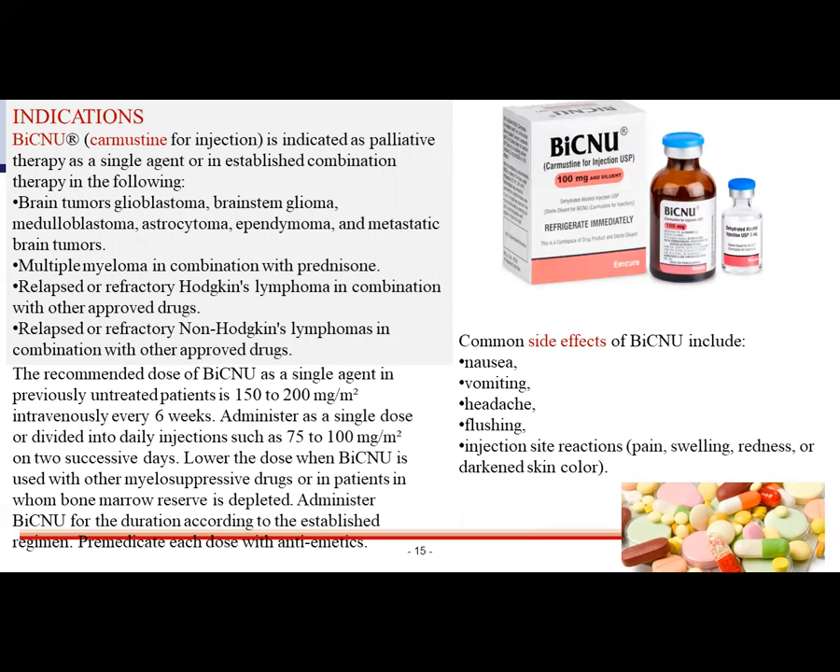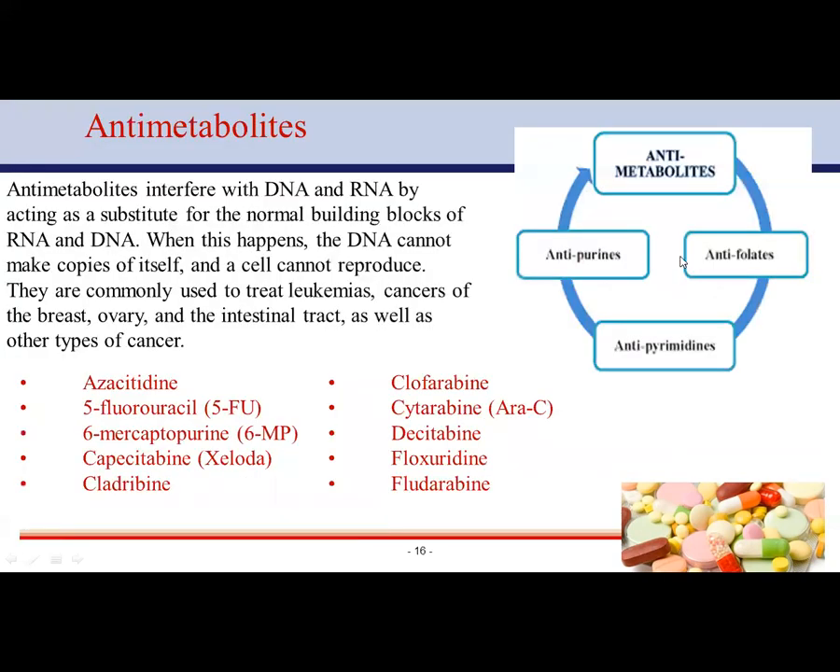Next, indications. BiCNU, carmustine for injection, is indicated as palliative therapy as a single agent or in established combination therapy in the following: brain tumors, glioblastoma, brain stem glioma, medulloblastoma, astrocytoma; multiple myeloma in combination with prednisone; relapsed or refractory Hodgkin's lymphoma in combination with other approved drugs. Common side effects of BiCNU include nausea, vomiting, headache, flushing, injection site reaction, pain, swelling, redness or darkened skin color.